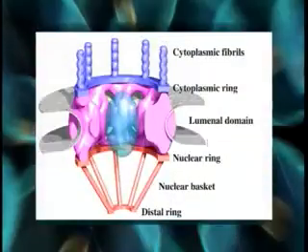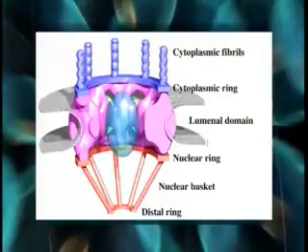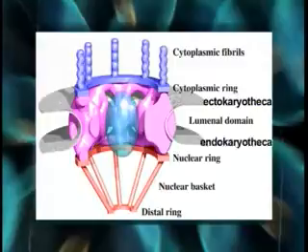Each membrane has a typical unit membrane structure, encloses a flattened sac, and is connected at the nuclear pore sites. The outer one is called ectokaryotheca and the inner one endokaryotheca. Each membrane is about 75 to 90 angstrom thick.